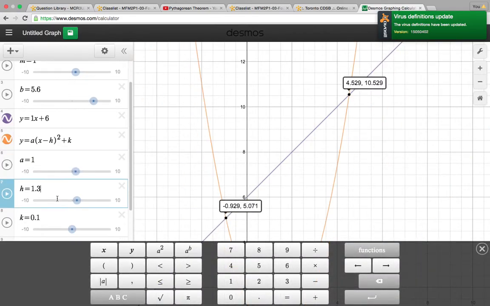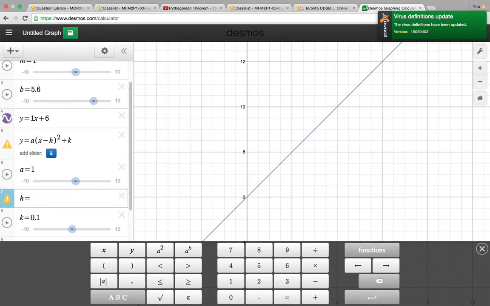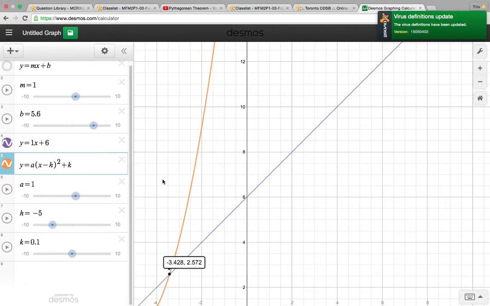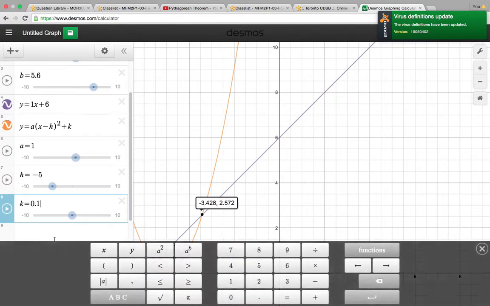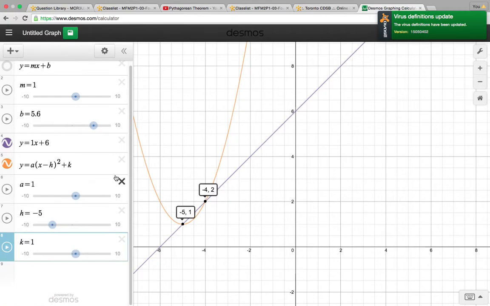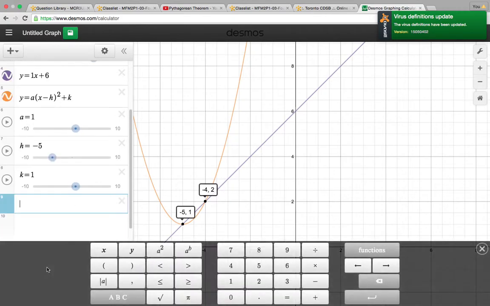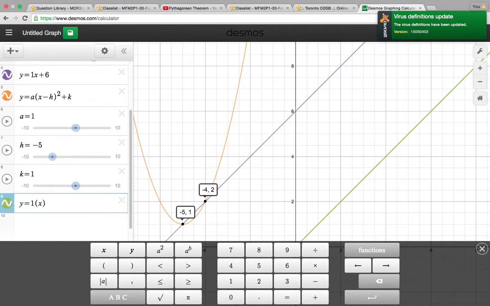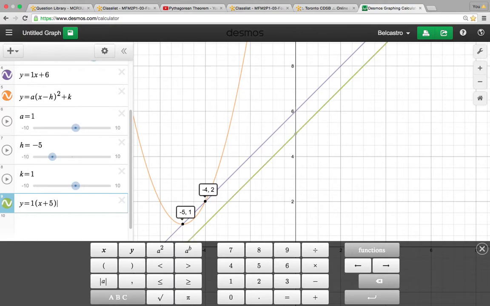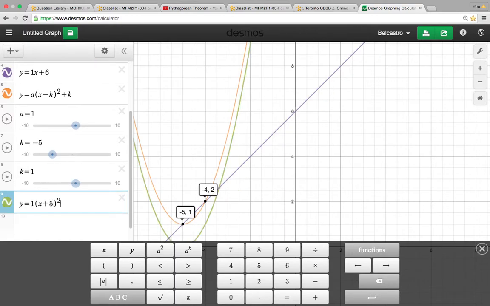A will be 1, h will be negative 5. Work out good. And the k value is going to be 1. Yeah, let's do 1. Oh, that works out good. So the equation for that one would read, so we'll plug 1 in for a. We get y equals 1, x minus negative 5 is the same as writing positive 5, squared, and then plus 1.